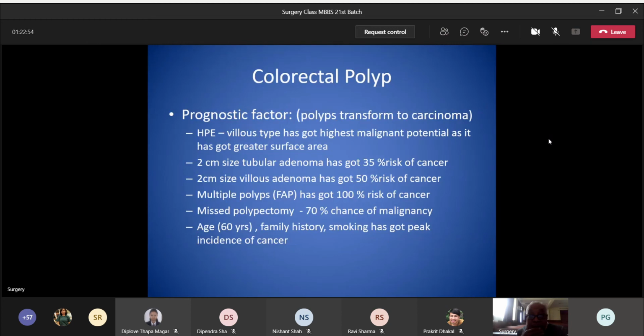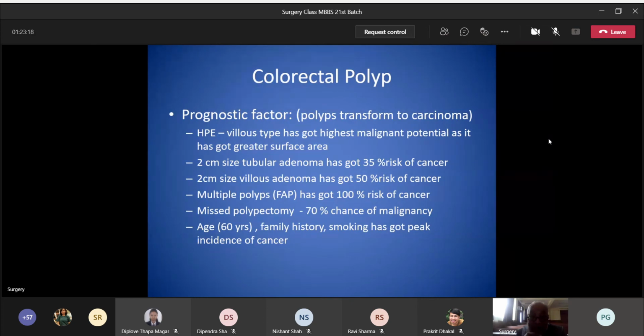The prognostic factor, if you see histologically, high power examination, villus type has the highest malignant potential as it has greater surface area. So 2 centimeter size tubular adenoma has a 35% risk of cancer. 2 centimeter size villus adenoma has 50%, villus type has 50% cancer.